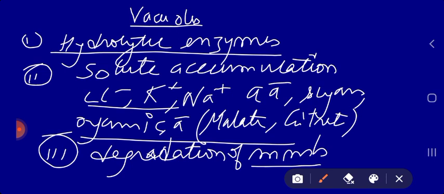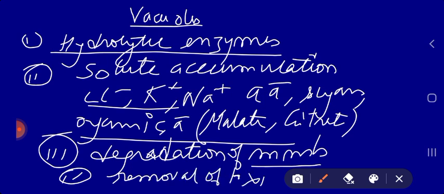There are also other functions. Vacuoles also remove potentially toxic substances from the cytosol, like heavy metals and herbicides. So another function is removal of toxic materials.